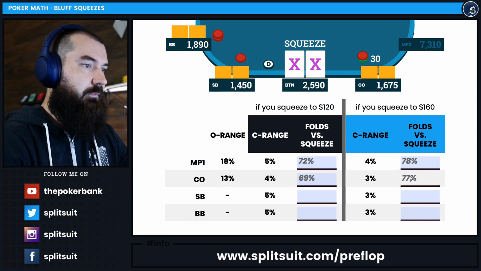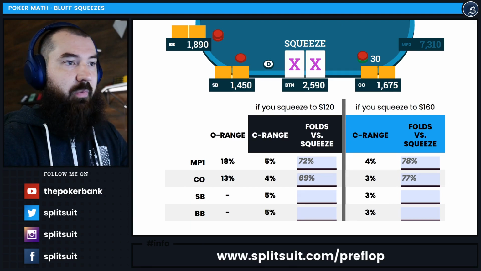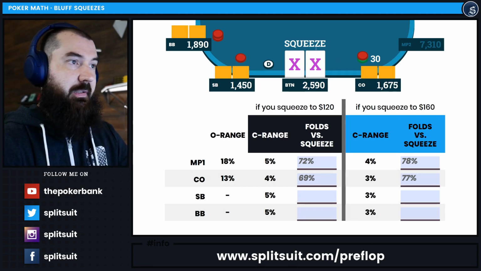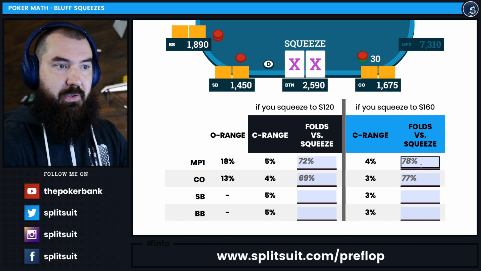Excellent. So already right off the bat, we notice that by going just a little bit more, risking 4 extra big blinds in this spot, because this is a 5-10 example, all of a sudden we can notice that those folding percentages start to get much, much higher.